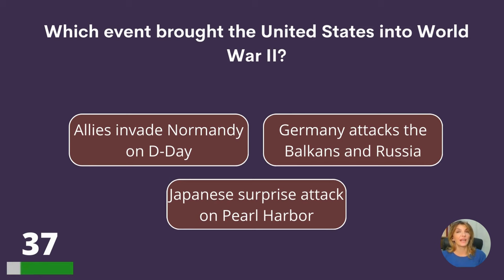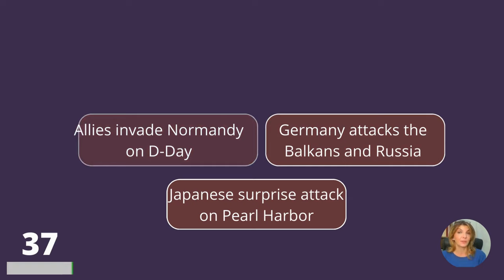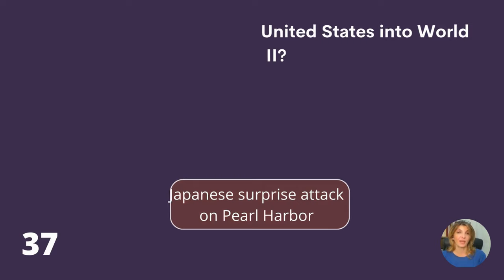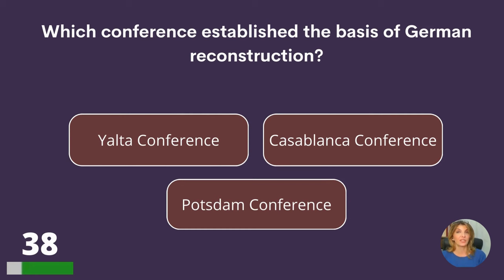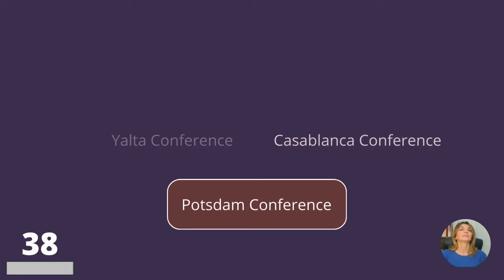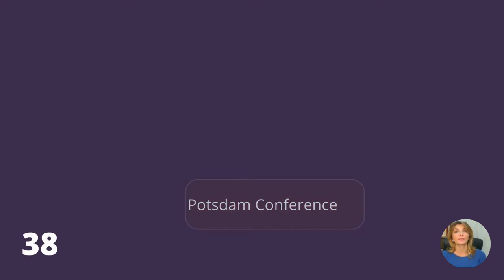Which event brought the United States into World War II? The Allies invade Normandy on D-Day, Germans attack the Balkans and Russia, or the Japanese surprise on Pearl Harbor? The Japanese surprise attack on Pearl Harbor. Which conference established the basis of German reconstruction? The Yalta Conference, Casablanca Conference, or Potsdam Conference? The Potsdam Conference.